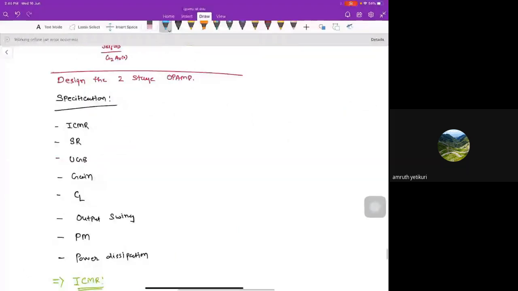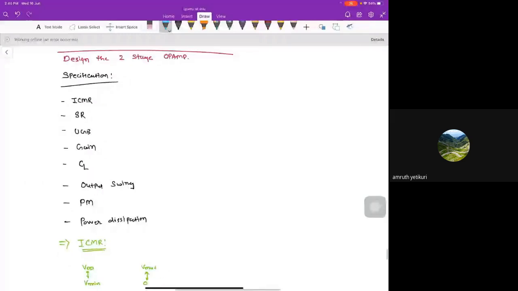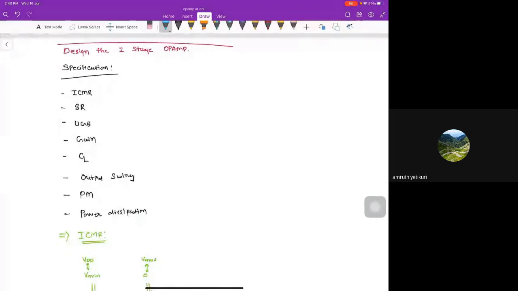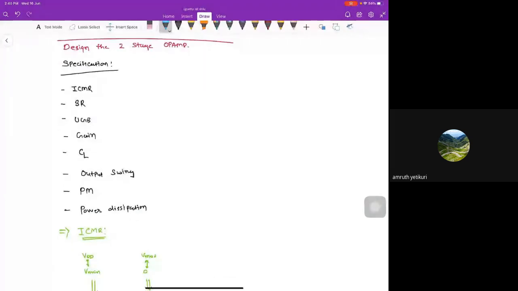Now, in some minutes we have some time, and the final step is there. Now design the two-stage op-amp. We got all the things clear in our mind. So people will give us a specification: input common mode range, slew rate, UGB, gain, CL, output swing, phase margin, power dissipation. From that, we have to decide the sizes of transistors 1 to 7. The size means W by L. That we have to decide, and that's called designing.